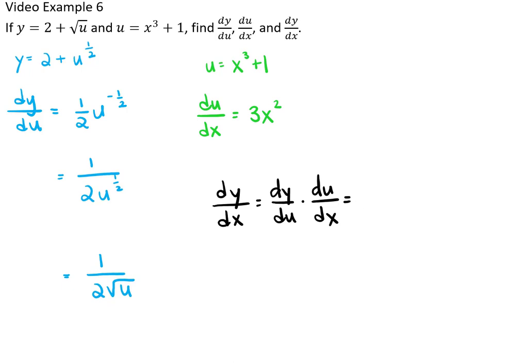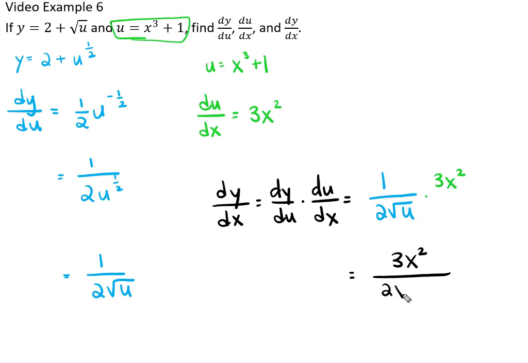Let's rewrite this. You get 1 over 2 radical u times 3x squared. Except this doesn't match. We have u and we have x. So we want to replace that u with what it's equal to, x cubed plus 1. So we get 3x squared, that's the 1 times 3x squared, all over 2 radical, and then instead of u, we're going to write x cubed plus 1.